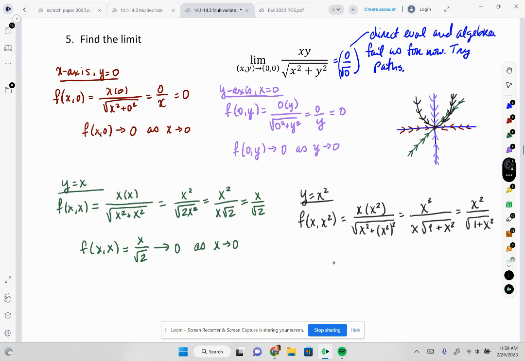And now we can take the limit on this, and again, we're using our nice notation. f of x comma x squared is x squared over the square root of 1 plus x squared. And if I go ahead and let x go to 0, this whole thing is going to go to 0 as x goes to 0. Okay, that's 4 paths. We need to try one more.